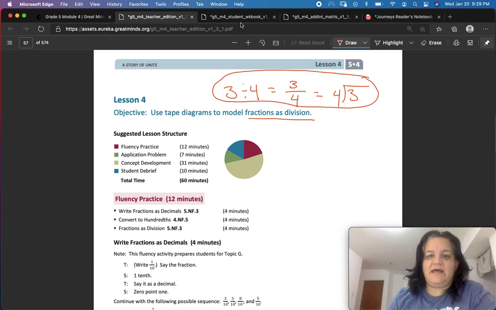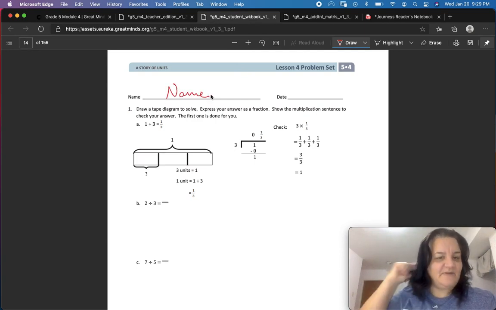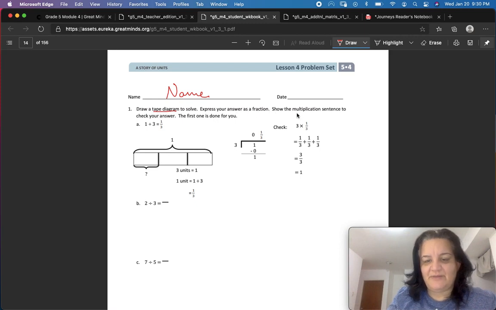Okay, so please open up your Learn book to the problem set for Lesson 4. Write your name on it, and let's start following along, okay? We're going to use tape diagrams today. Remember we used those in the last lesson. Express your answer as a fraction. Show the multiplication sentence to check your answer. The first one is done for you, so let's go through this together.